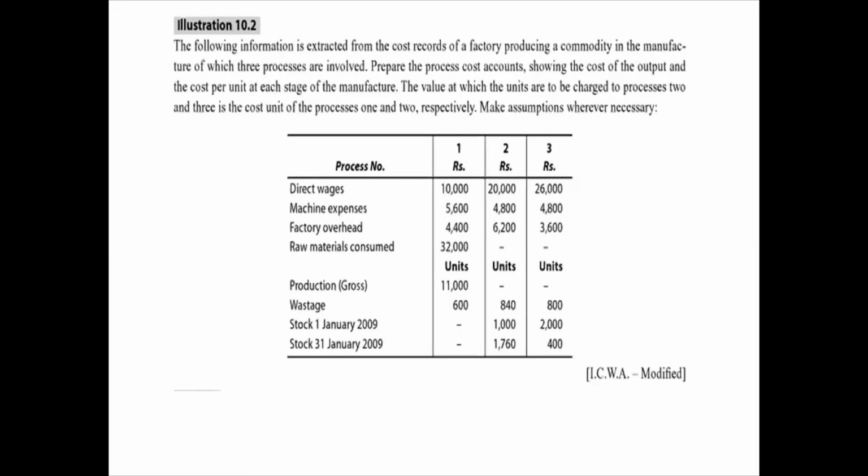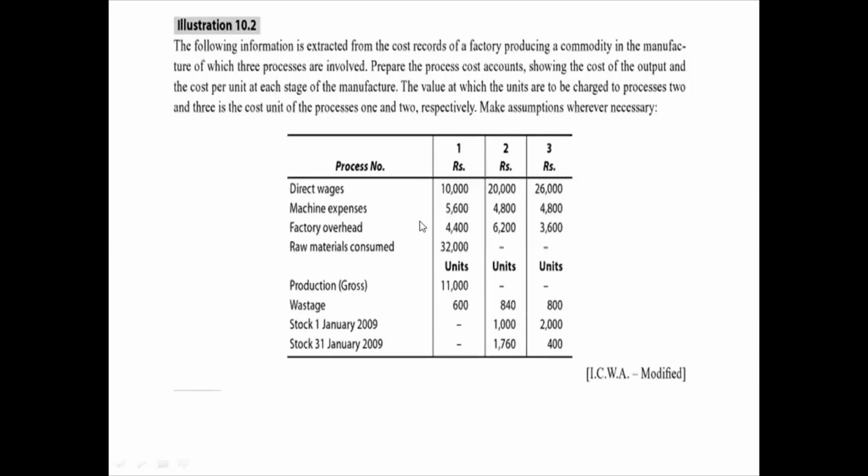Now let us start reading the question. The following information is extracted from the cost records of a factory producing a commodity, in the manufacture of which three processes are involved. As I've discussed previously in my theory video, in process costing we'll be talking about different processes. So in this question, our product is going to be manufactured through three different processes. We need to prepare the process cost accounts showing the cost of the output.